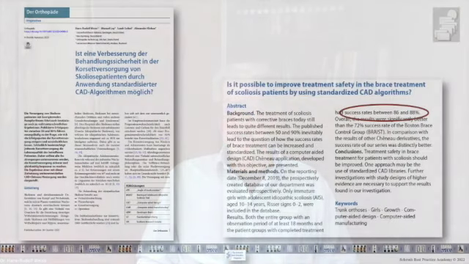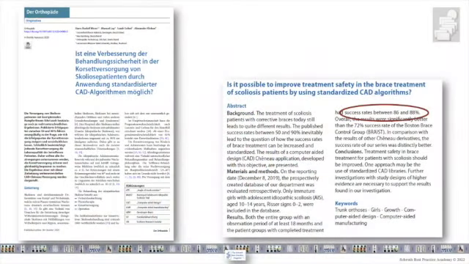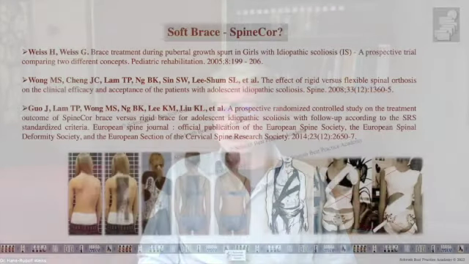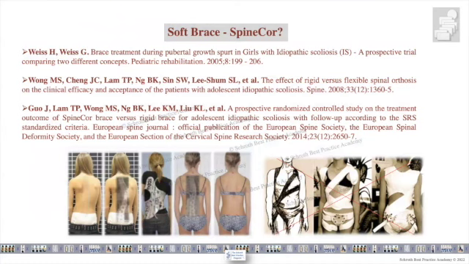This is the recent paper on the results of the Genzinger brace from my former center in Genzing. When considering the definition of success as in the BRACED trial, a curve not reaching or exceeding 50 degrees, the success rate in this sample respecting the SRS inclusion criteria was 96% versus only 72% in the BRACED trial. Independent studies on soft bracing have shown that this kind of application has no advantage over observation only.